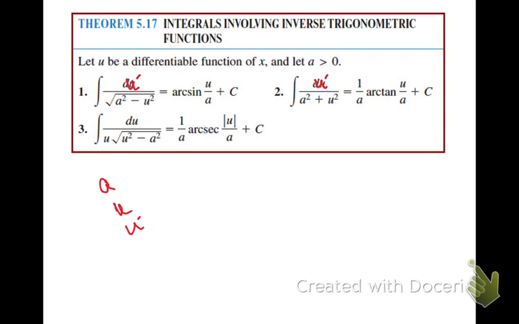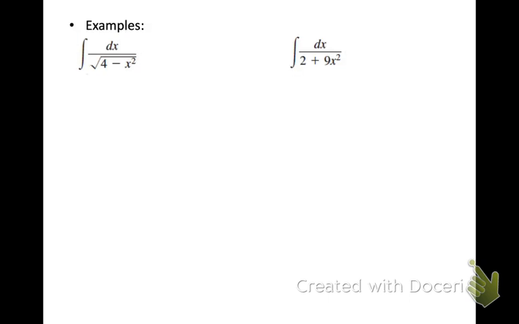And the last one we have is the integral of u prime over u square root of u squared minus a squared equals 1 over a arc secant of the absolute value of u over a plus c. Now remember, arc is the same as inverse, correct? Yes. So we just need to remember that arc equals inverse. So, you have your rules written in front of you. Which rule does this fit? It's the first rule.